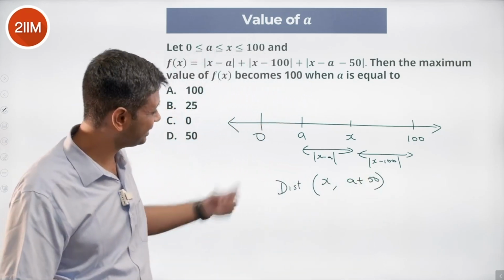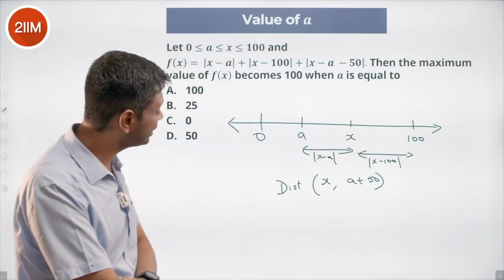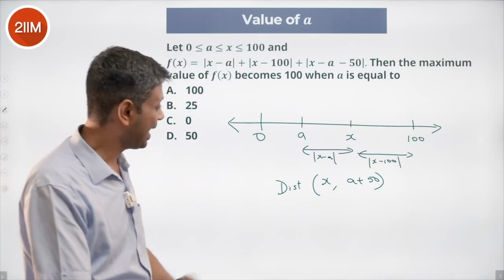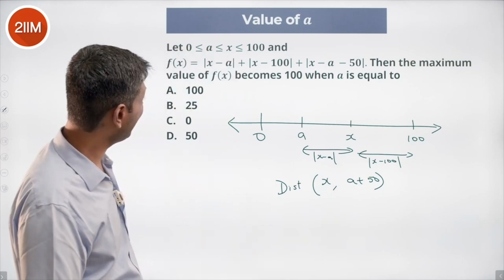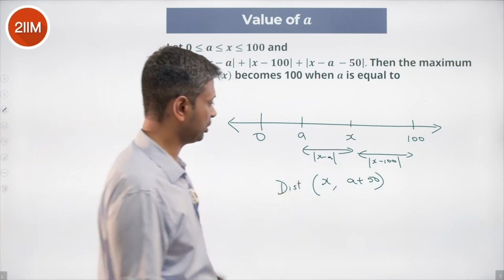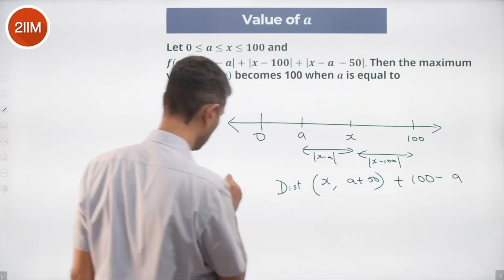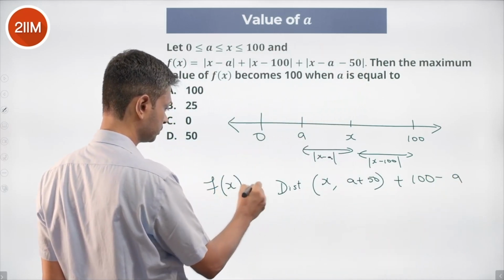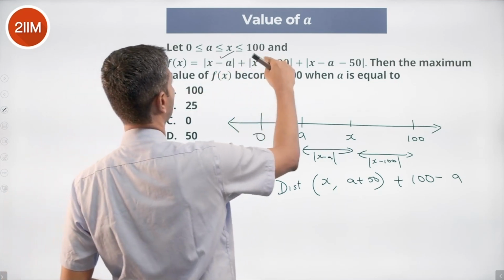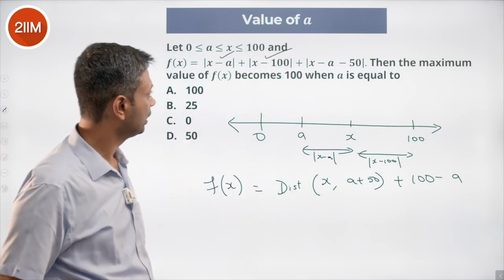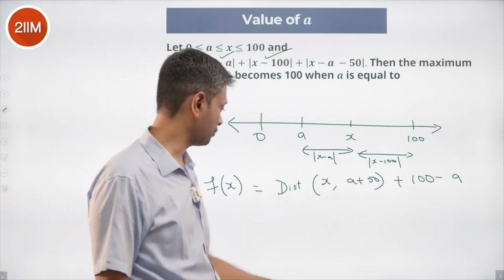Nice. This is built in, always equal to 100 minus a. Maximum distance between x and a plus 50, that will be the maximum of 100 plus x. Distance between x and a plus 50 plus 100 minus a is equal to f of x. 100 minus a is this, and this adds up to 100 minus a, right? And distance between x comma a plus 50 plus 100 minus a is f of x.